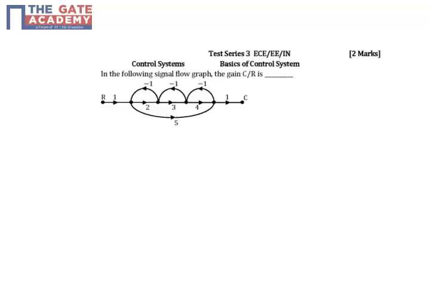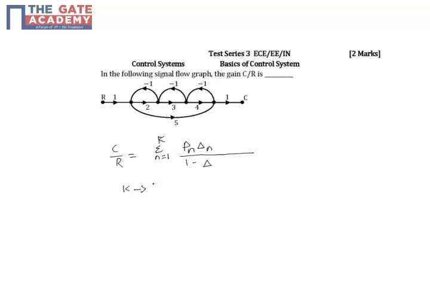In this question, we have to find the gain C by R of the signal flow graph that is given. For this, we will be making use of the Mason's gain formula. The Mason's gain formula is C by R equal to sigma n equal to 1 to k Pn delta n divided by delta. Now let us see what these terms mean.